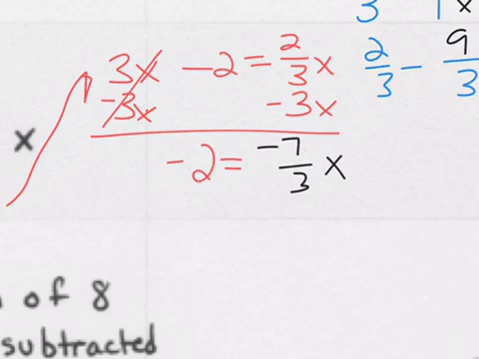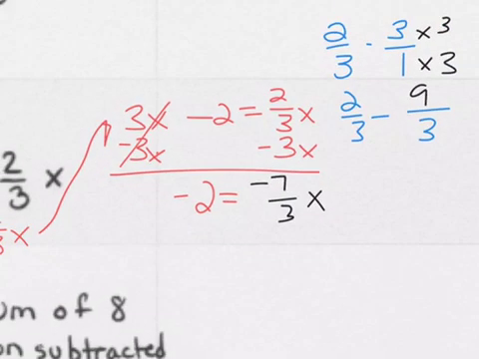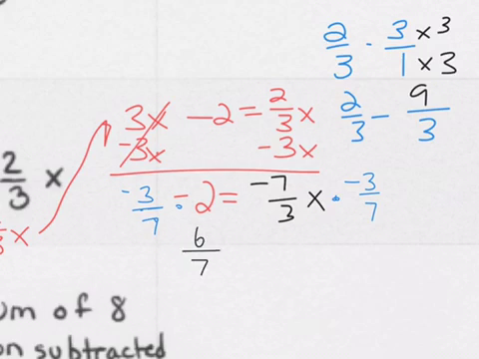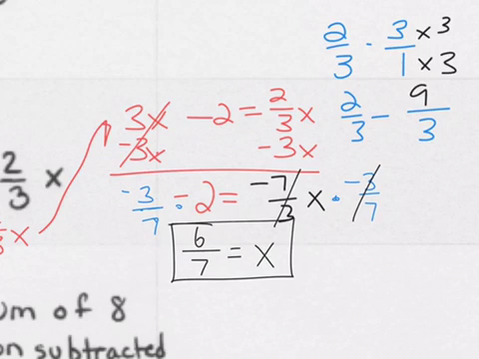Does anybody remember, how do we move that? How do we get this alone if the coefficient is a fraction? How about the reciprocal? Because if I multiply by reciprocals, they'll cancel one another out. So now I'm going to multiply this side by negative 3 over 7, and this side by negative 3 over 7. So on the left-hand side, negative 3 times negative 2 is positive 6. It'll be 6 over 7. On the right-hand side, negative 7/3 and negative 3 over 7, that's going to cancel out. So I get x equals 6 over 7.